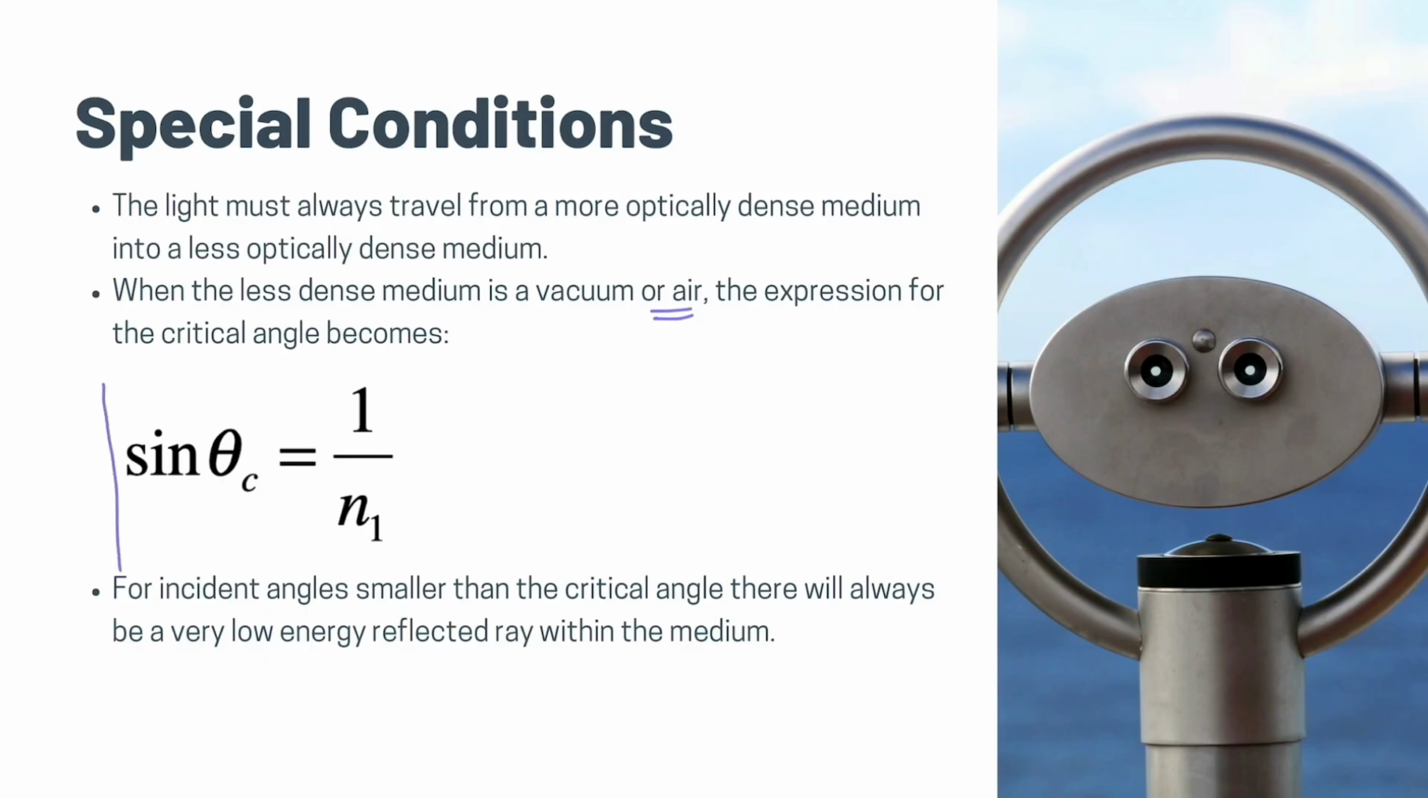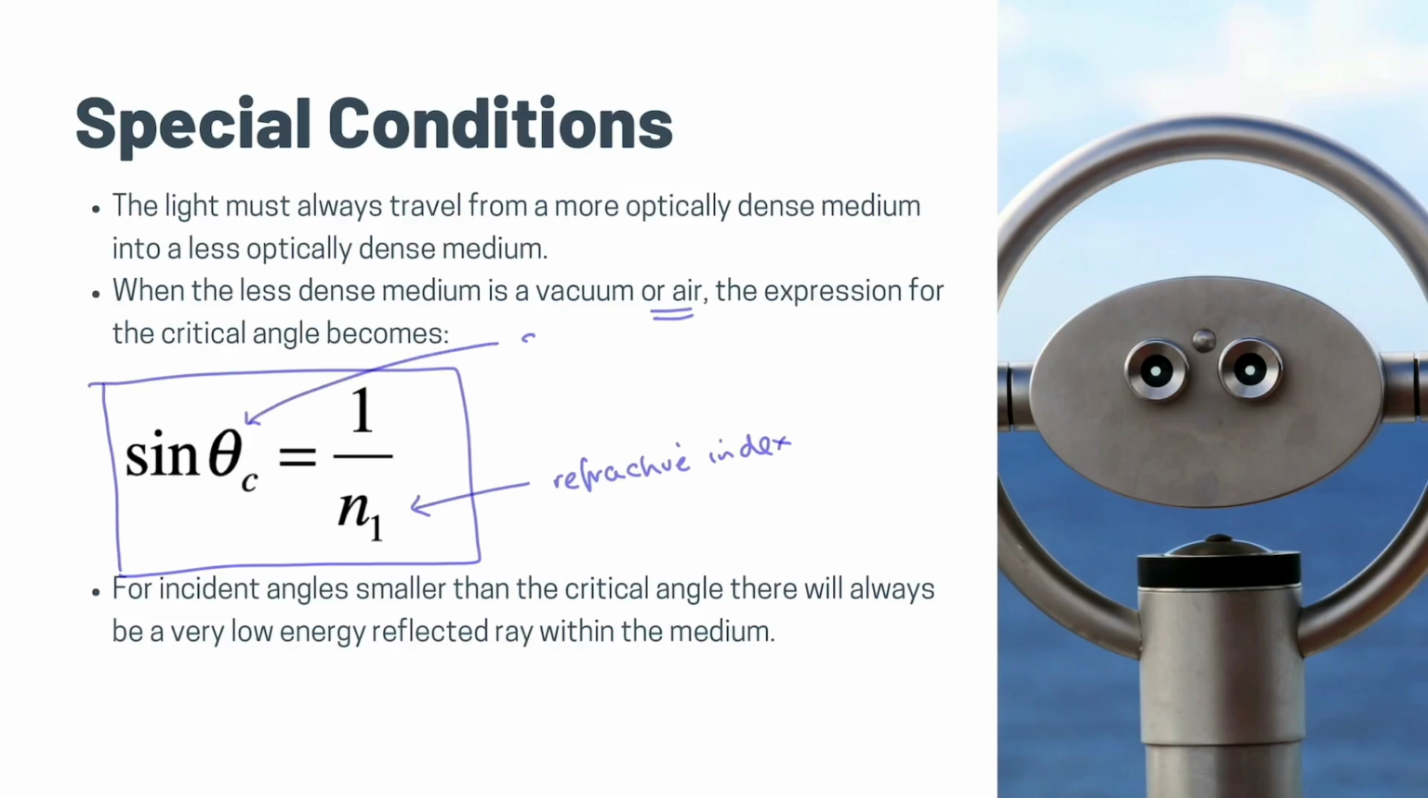When the less dense medium is vacuum or air, the expression for the critical angle becomes sin C = 1/n. So this is the formula you should be able to use. n is the refractive index. You'll always be given that. Well, you might have to work it out, but you'll be given everything you need. And sin C is the sine of the critical angle. Don't be afraid of this expression. It's not hard. It's simply popping in numbers and rearranging.